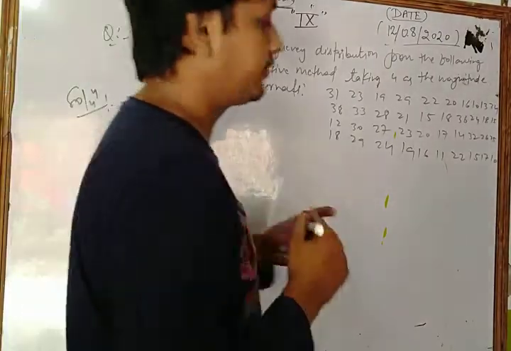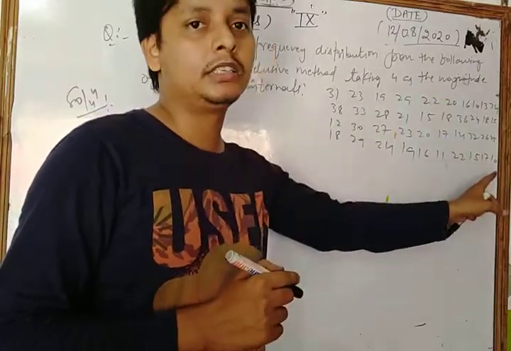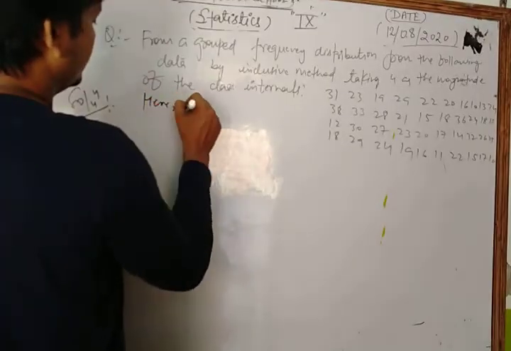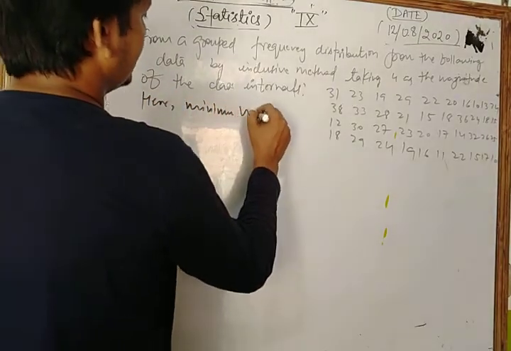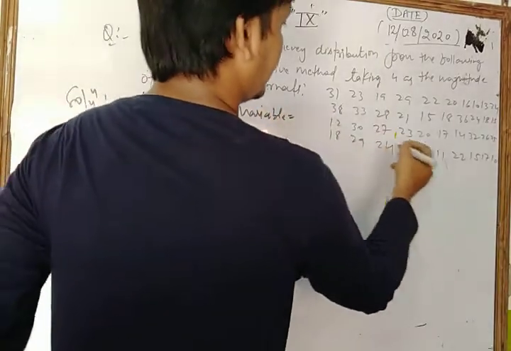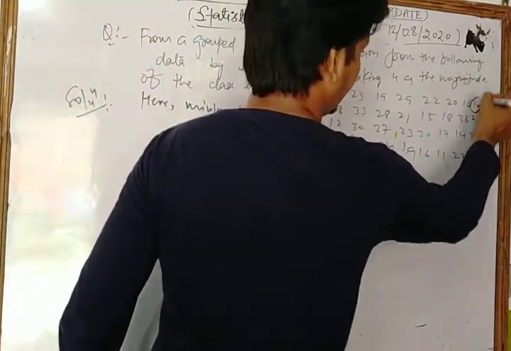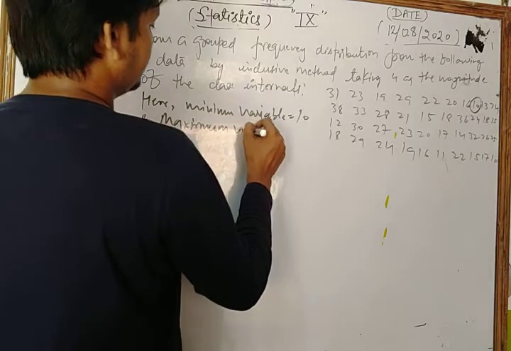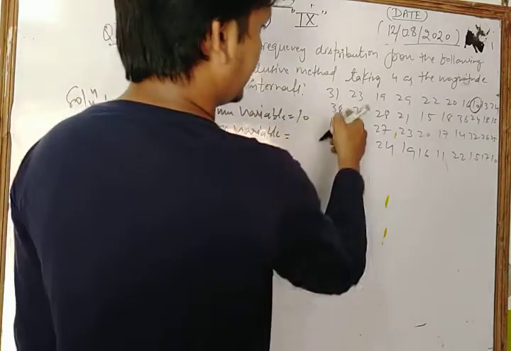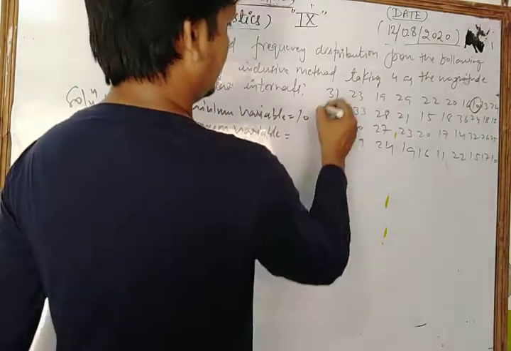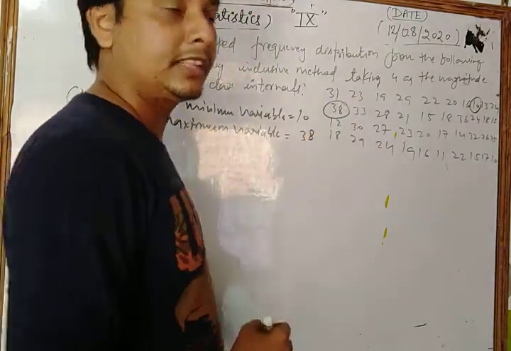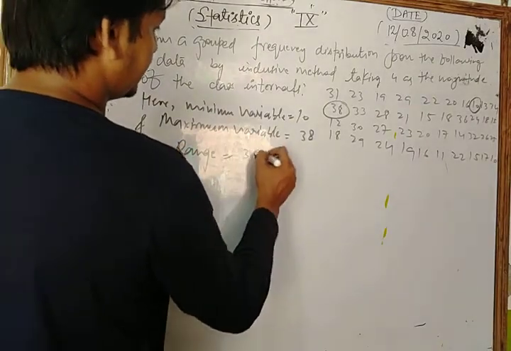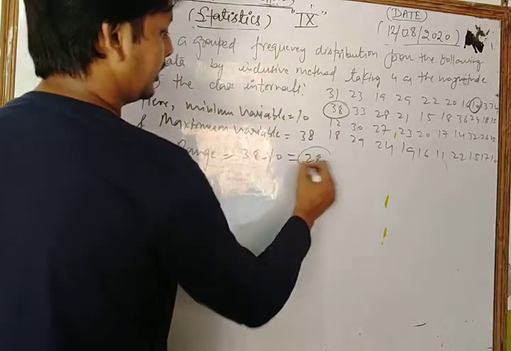First of all, we find the minimum and maximum value of the given data. The minimum variable is 10 and the maximum variable is 38. Now the range means the difference between them, that is 38 minus 10, which is 28. This is the range.